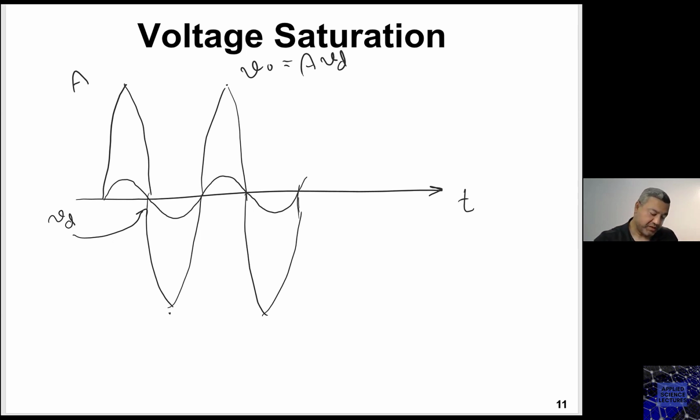Yes, the smaller wave is VD, and the larger one is V naught. I just want to demonstrate the saturation. So let's assume that the output should be this way. However, my VCC is here. This is the positive VCC, and this is the negative VCC.